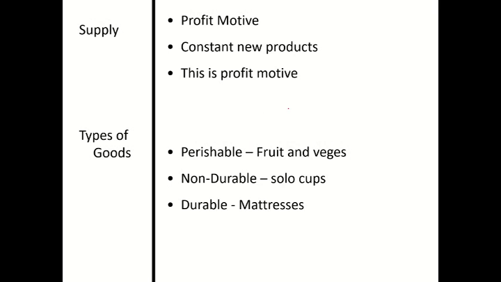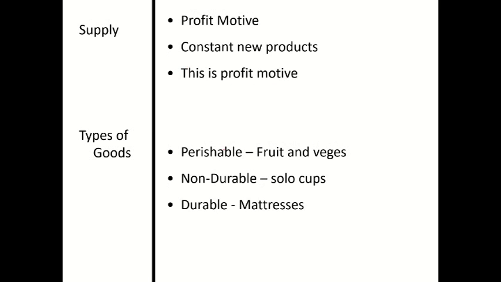So if you take a look at supply, supply is driven by the profit motive. So that's where you get that: the higher the price, the higher the quantity. They want to sell, and they have a constant new stream of products to keep consumers wanting to consume, and basically that is the profit motive.